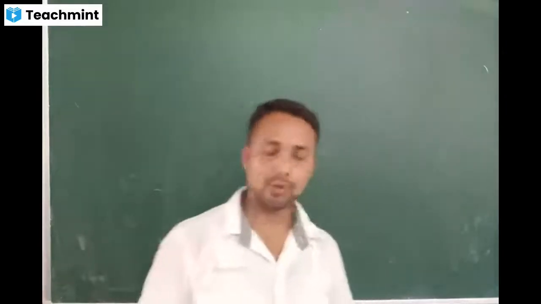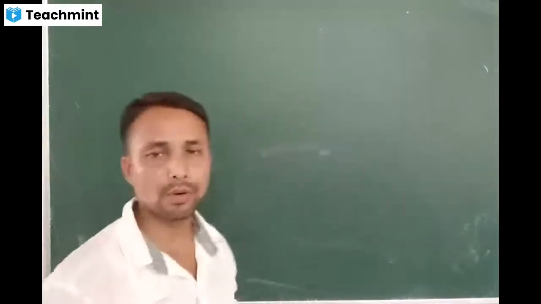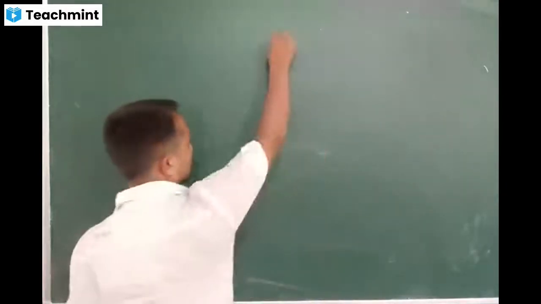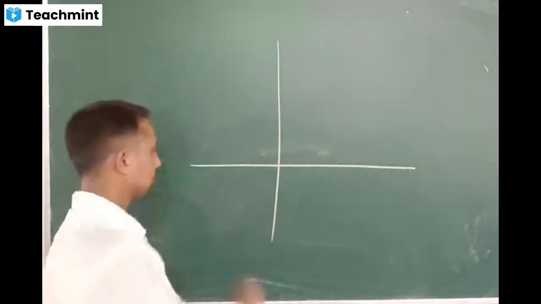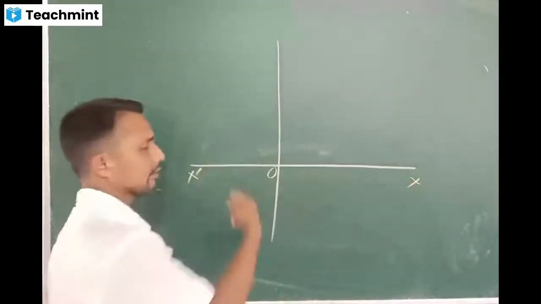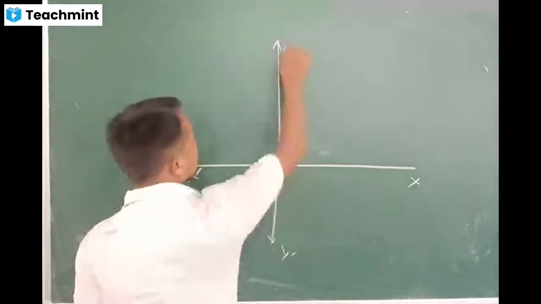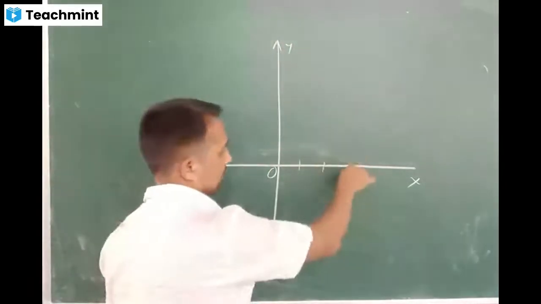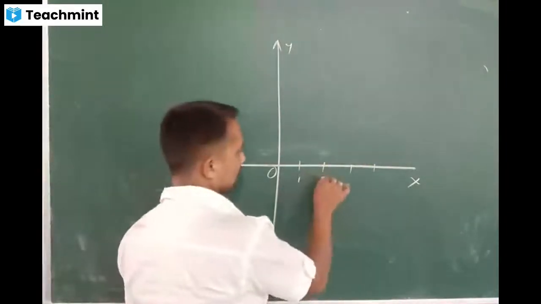We'll begin coordinate geometry. Coordinate geometry is based on the point value. As you have learned, the Cartesian plane has the x-axis, X'OX, and the y-axis, Y'OY, with positive and negative directions. If we see it in a simple way, this is 1, 2, 3, 4.